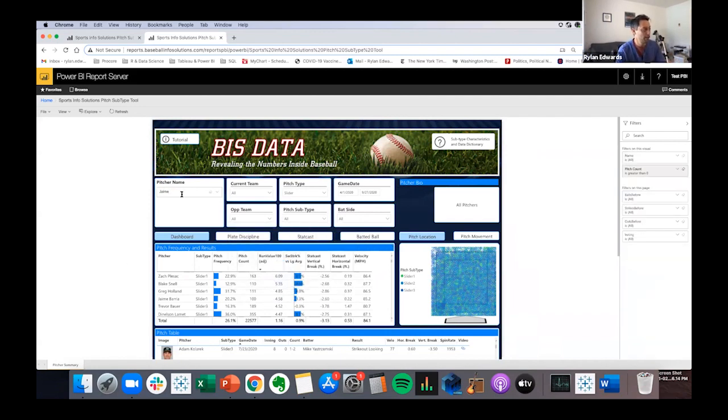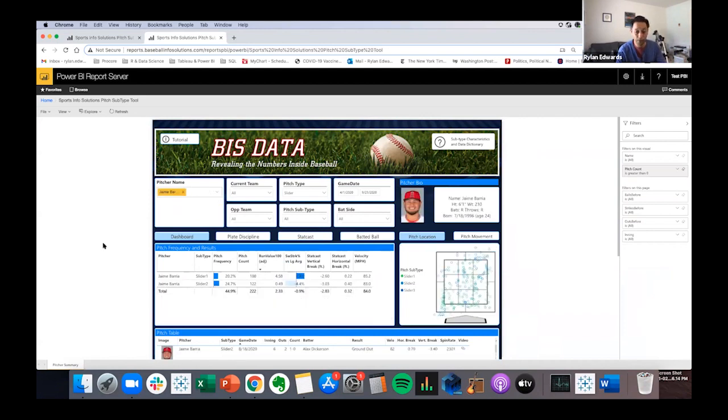But let's zoom in on Jaime Barria here for a second. And we can see that his slider 1, which was harder and had less break and was tighter, he threw in less than half of his sliders. And the other slider he threw, his slider 2, was far less effective. Far less effective, 4.5% fewer swinging strikes than the league average slider. It's basically an average pitch.